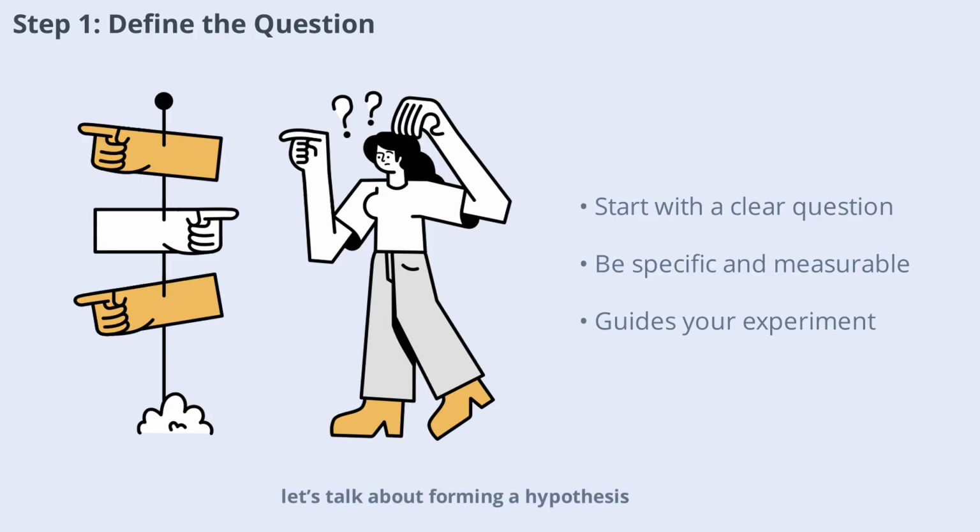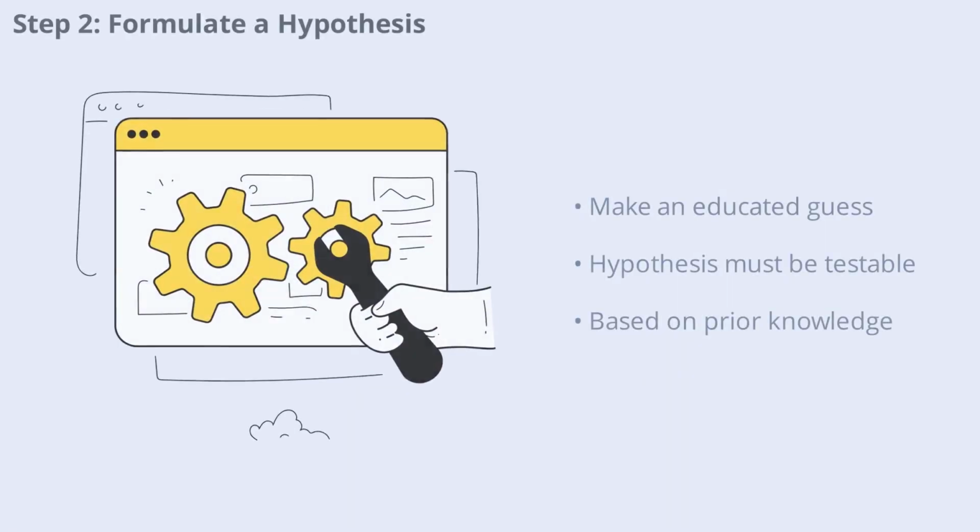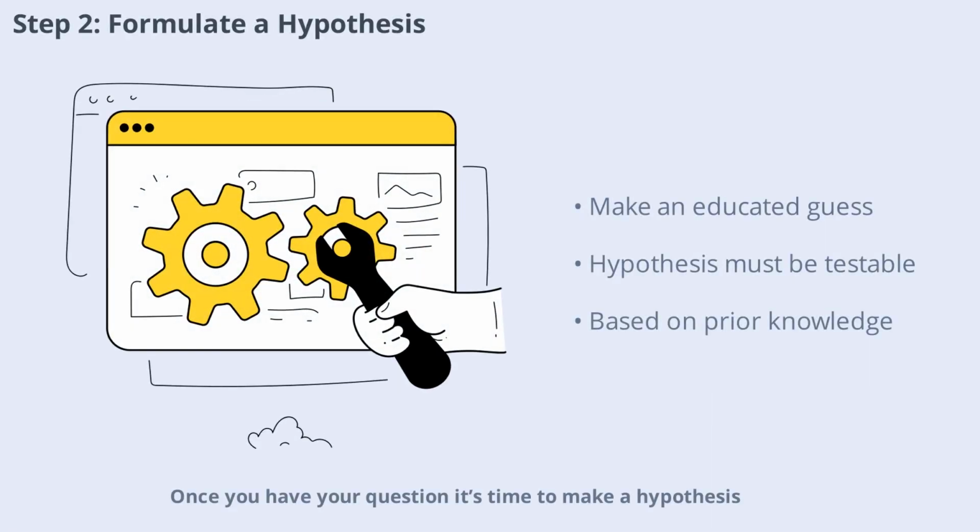Next, let's talk about forming a hypothesis. Once you have your question, it's time to make a hypothesis. A hypothesis is an educated guess about what you think will happen in your experiment. It should be testable and based on existing knowledge or observations. For instance, if tomato plants receive 2 extra hours of sunlight daily, then they will grow taller than those with standard sunlight. This statement sets up a clear prediction that you can test.